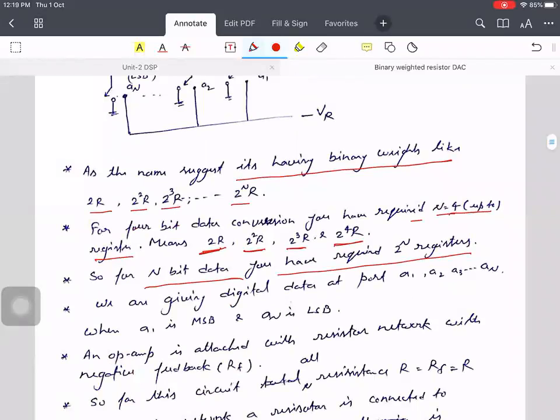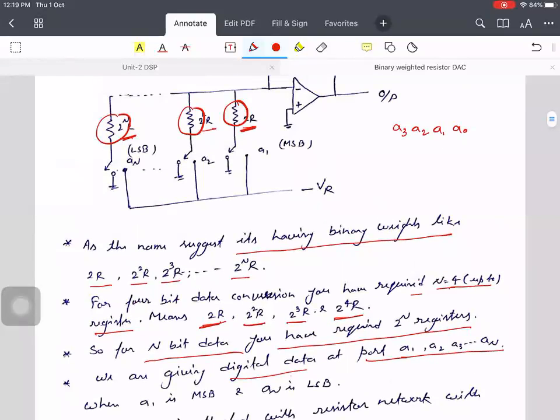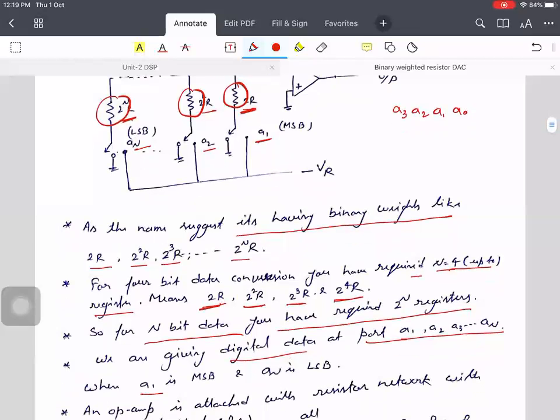We are giving digital data at the ports A1, A2, A3 up to An. As I told you previously, where A1, A2 up to An are connected, here we are giving our digital data which we have to convert. Clear? Where A1 is your MSB and An is your LSB. So please remember that the value of A1 is your MSB, most significant bit, and An is your LSB, least significant bit.